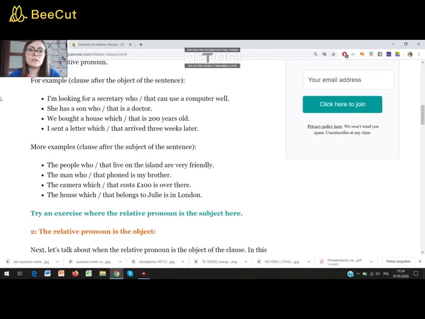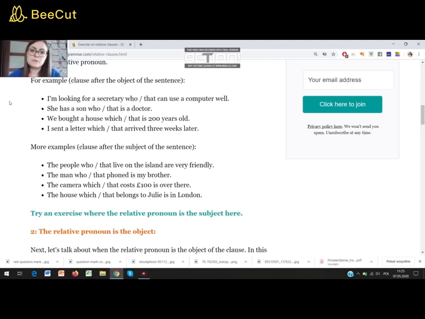For example, a clause after the object of the sentence: I'm looking for a secretary who, or that, can use a computer well. She has a son who, or that, is a doctor. We bought a house which, or that, is 200 years old. I sent a letter which, or that, arrived 3 weeks later.